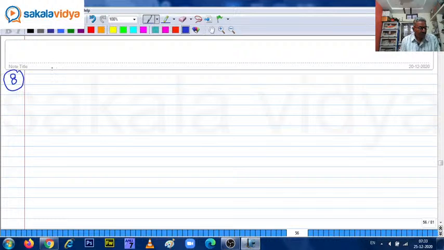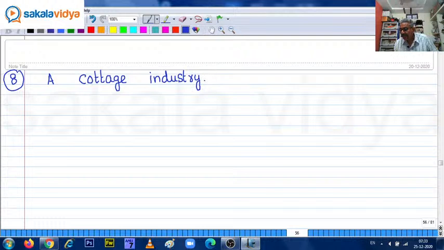Eighth problem. A cottage industry. So this problem comes under Satvik. This problem comes under case study based question also for CBSE. For Andhra Pradesh and Telangana, this problem comes under connection academic standard.